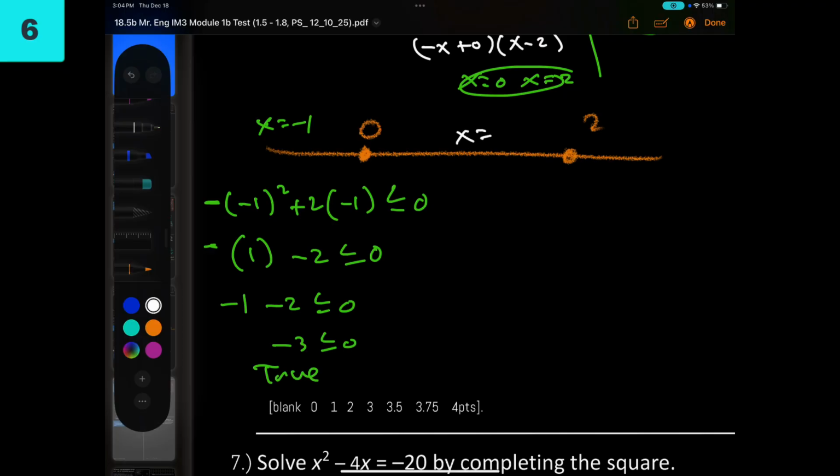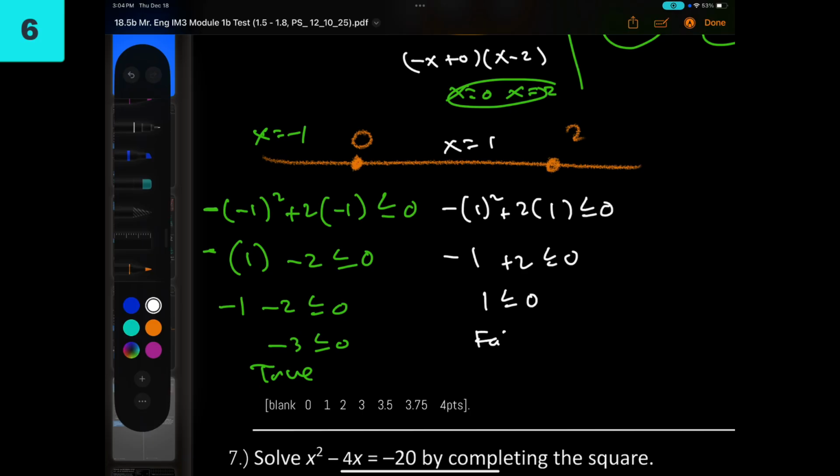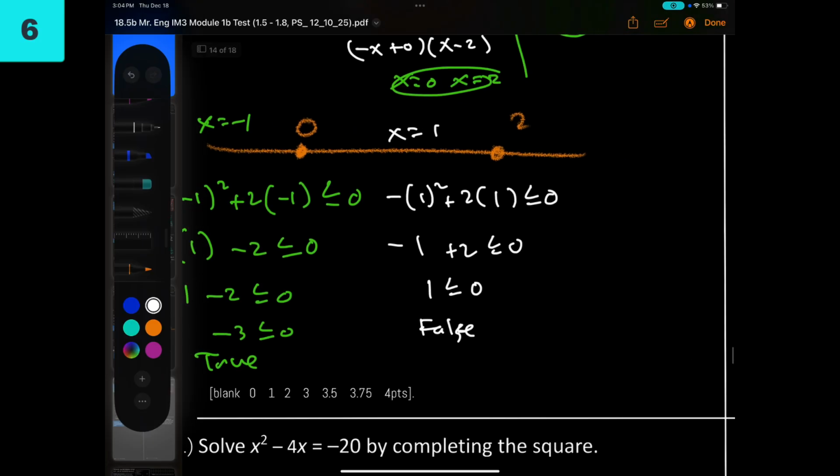Okay, let's test another region. X equals 1. So if I get a number between 0 and 2, same thing. Every time I have an x, I'm putting in the parentheses, I'm replacing it. And that becomes 1 is smaller than 0, so this would be false. Okay, so then let's do the last one. X equals 3. So I get negative 9.